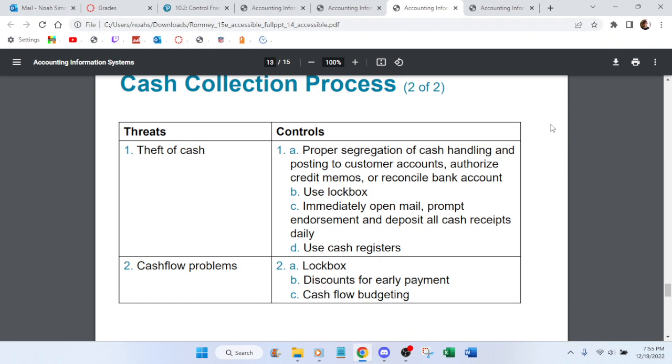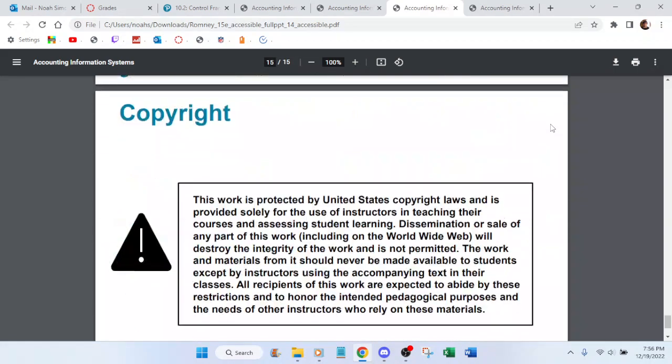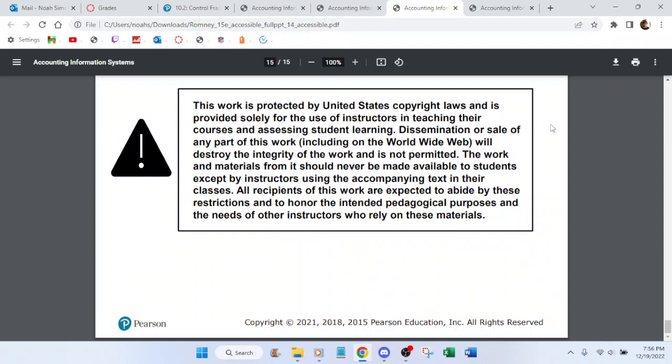Discounts for early payment. Cash flow budgeting. That's the end of the chapter.